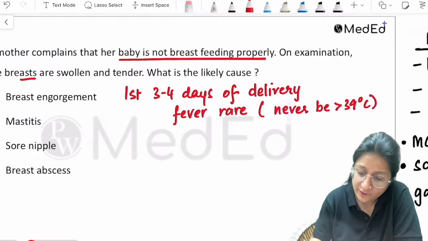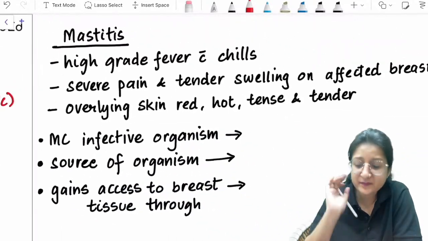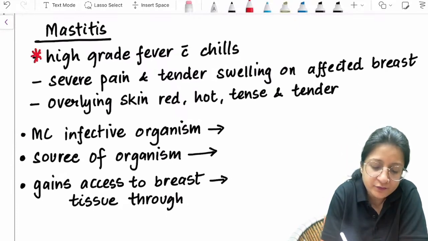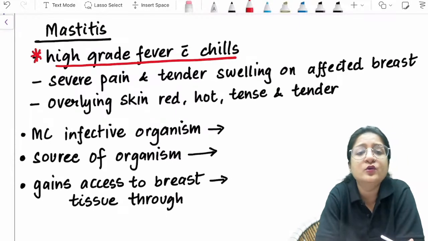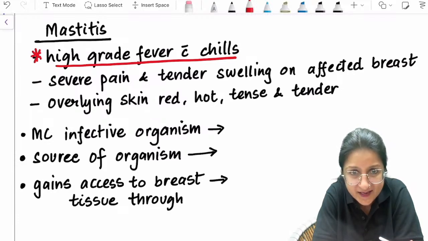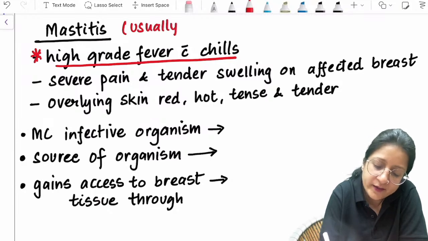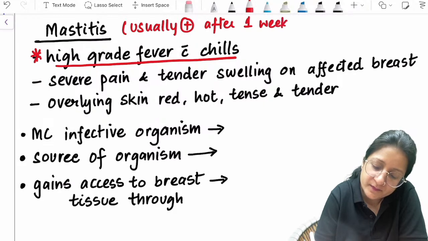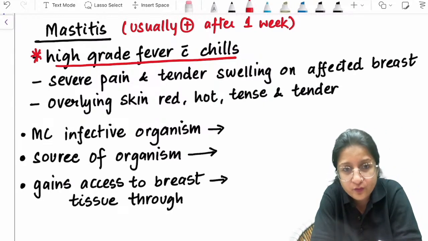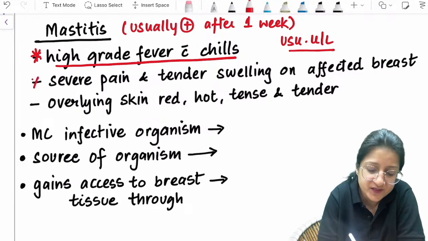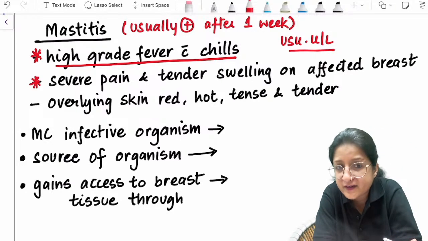Now, S, for your further questions, if there is mastitis, the history that you will look out for is high grade fever with chills. That is going to be the most important point in history. Mastitis, high grade fever with chills, and mastitis is usually going to present after 1 week. After 1 week, okay, not before that, right? And mastitis is usually going to be unilateral. So there's going to be severe pain and a tender swelling on the affected breast.